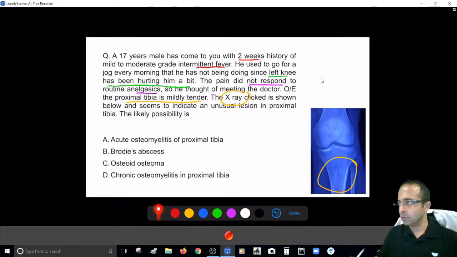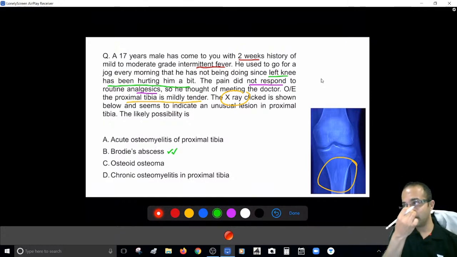Okay, so a vote has come up for Brodie's abscess. Any more inputs? Yes, a few more inputs. So what could be the appropriate answer here? Quickly guys, quickly. No negative marking in my class. Feel free to answer. Very good. Rahul also says Brodie's abscess. Perfect. Any more inputs? Anyone with a different opinion?